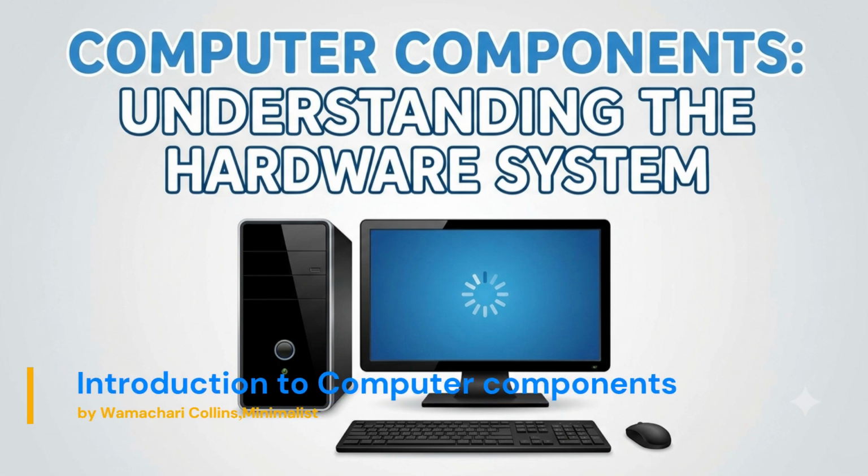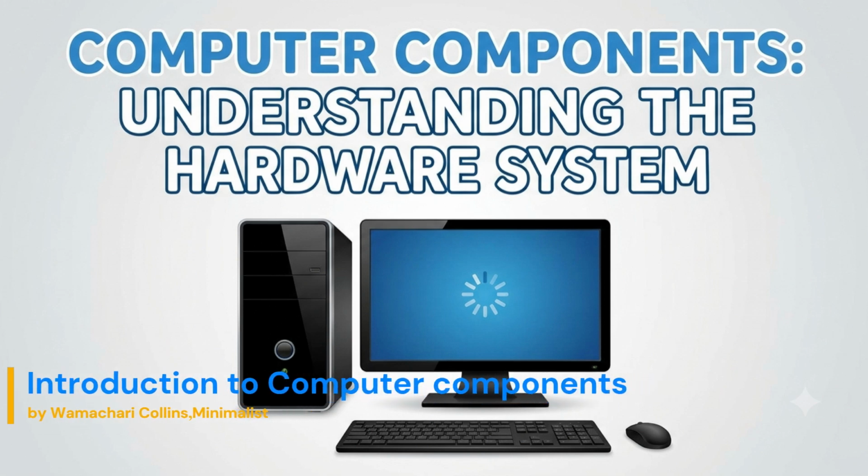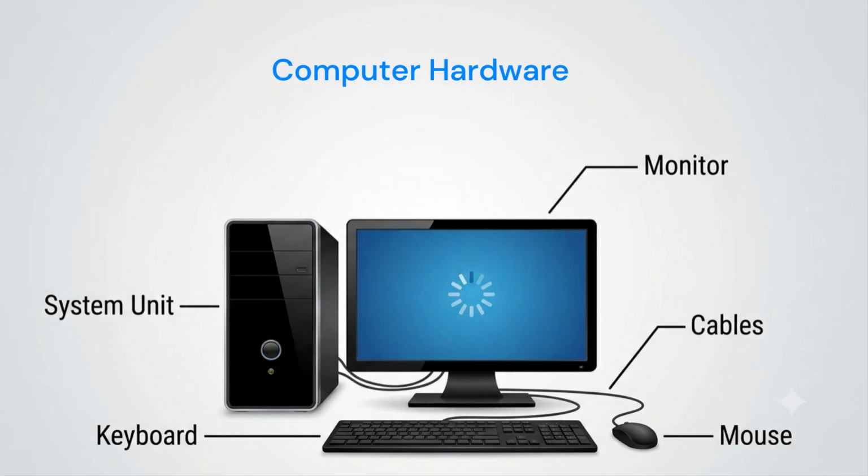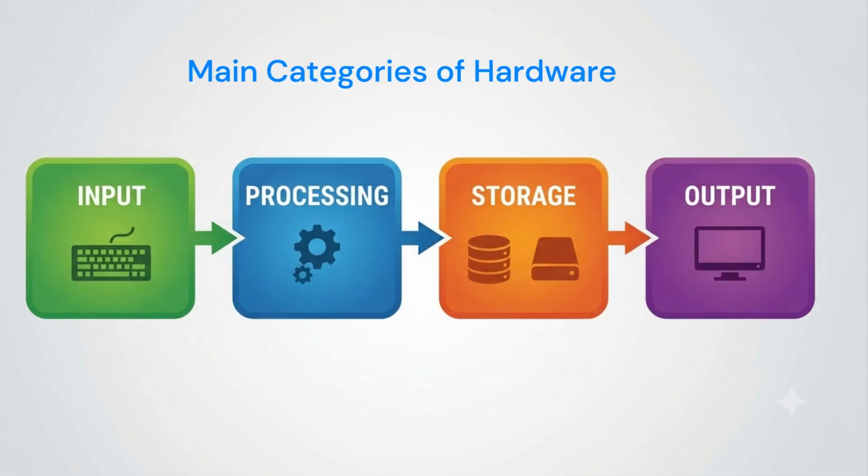Today we are learning about computer components and how each one helps the computer work. Computer hardware refers to the physical, tangible parts of a computer system that you can see, touch, and plug in. If software is the digital mind of the computer, hardware is its physical body. Computer hardware can be grouped into input, processing, storage, and output devices.